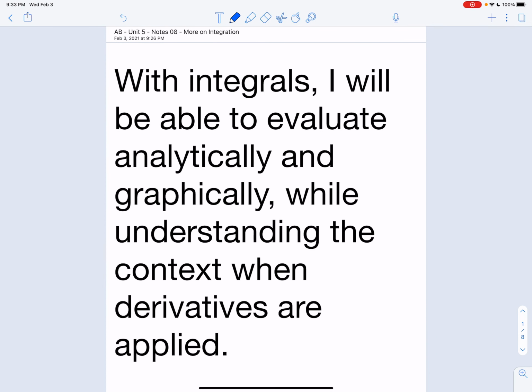Hey everyone, this is Unit 5, Notes number 8, more on integration.